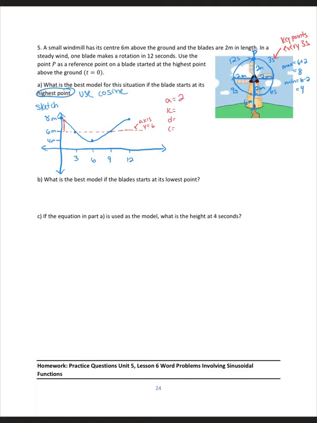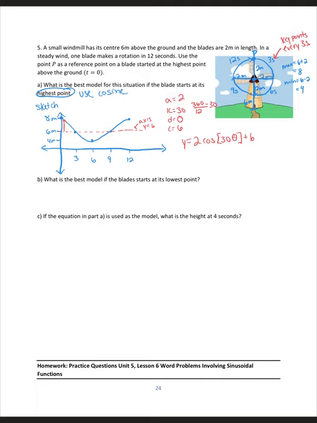Our K value, which is determined from our period, we're going to find our K value by doing 360 divided by however long it takes for one rotation, which is 12. So that is 30. So our K value is 30. Our phase shift, we don't need a phase shift for a cosine function because it starts right at our max. And then our vertical shift is also our axis, which is at 6. So our cosine function is going to be 2 times the cos, and then our K value is 30 theta. We don't have a phase shift for this one, plus 6.